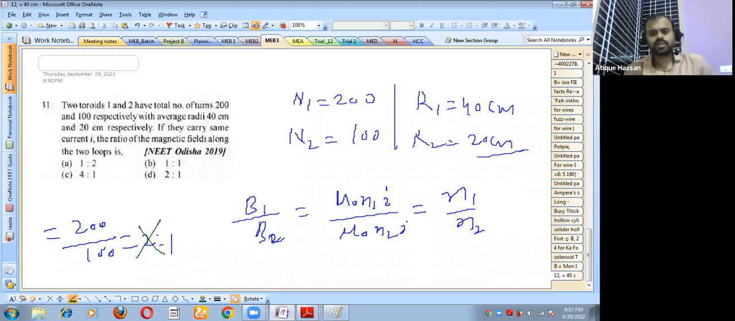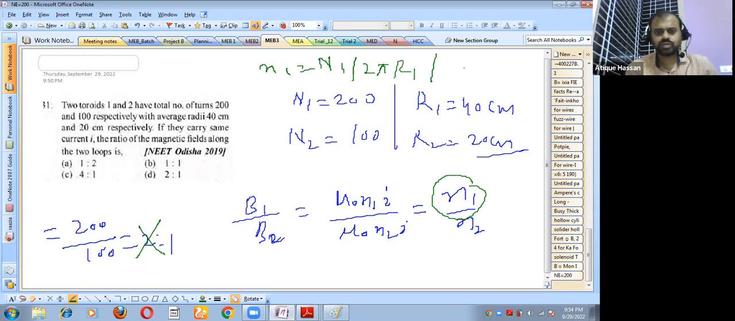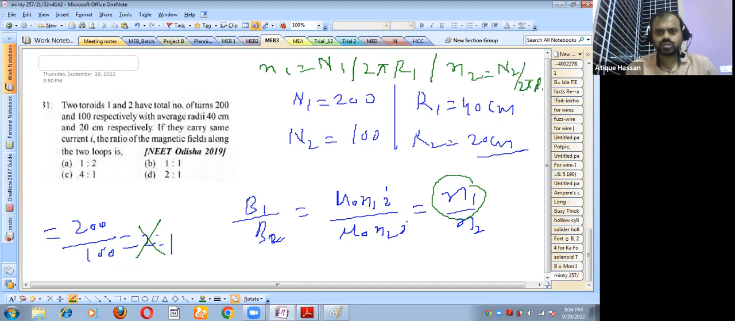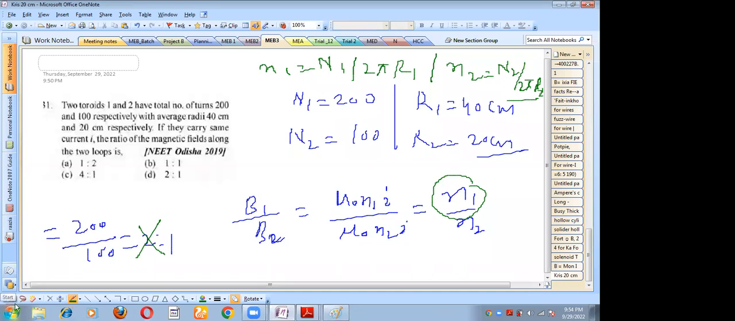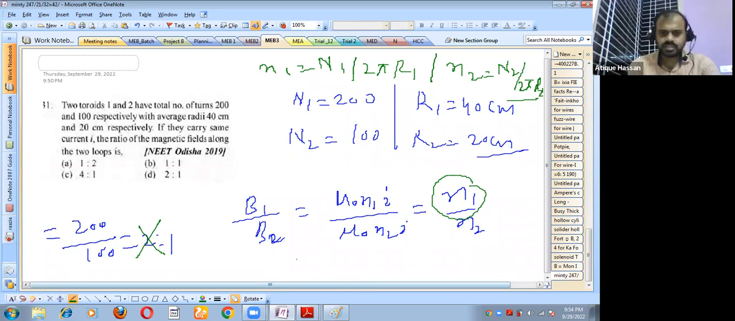You cannot put N1 equal to 200. It is a case of toroid, right? So what is the value of n1? Small n1 is equal to capital N1 upon 2 pi R1. It's toroid, not solenoid. What is n2? n2 is capital N2 by 2 pi R2. You also have to see the radius. Getting my point? So the constant will be cancelled out, and it will be capital N1 upon R1 and R2 by capital N2.